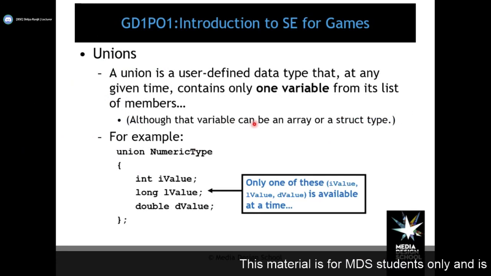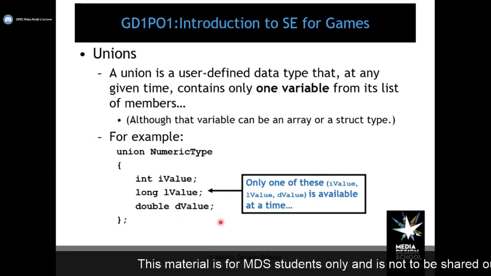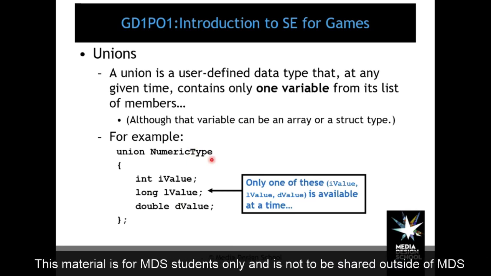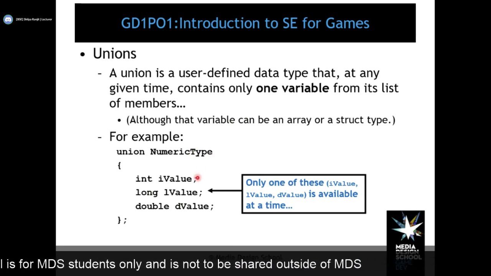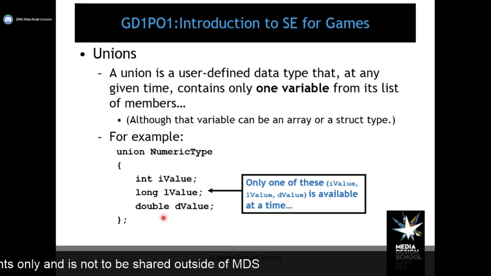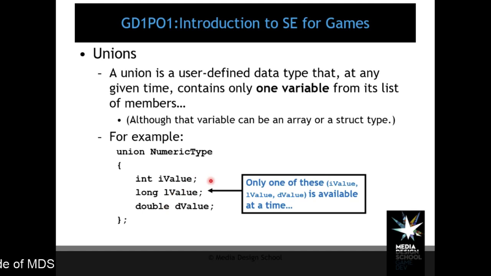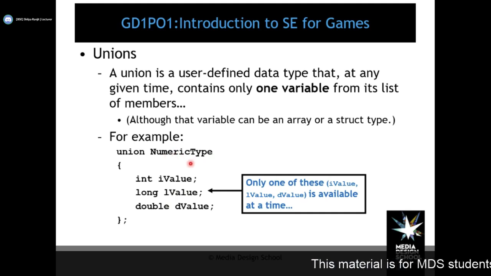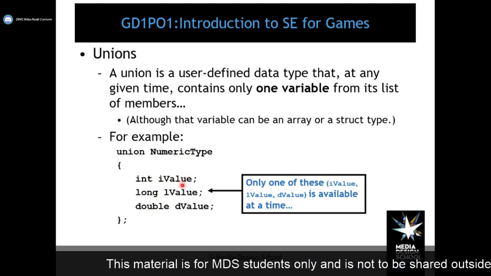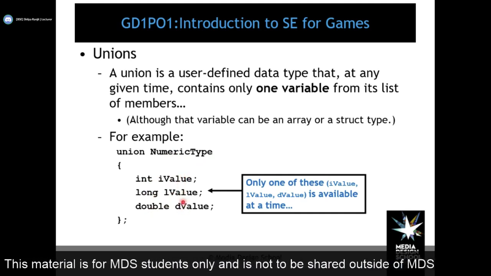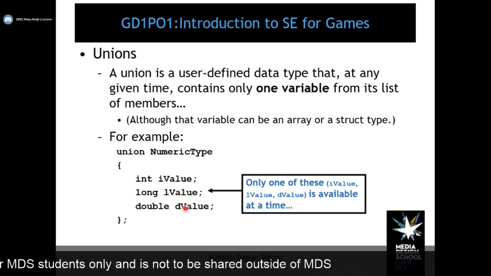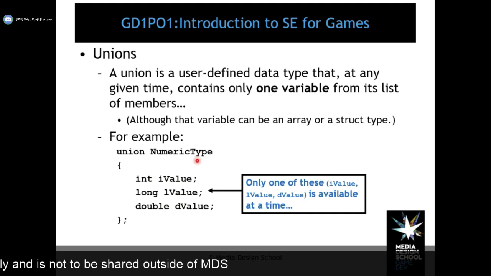So moving forward, what is a union? A union is basically, again, a user-defined type. But here in a union, though it might have multiple data in them, at a time, it's just one data that is active. All right. So here, if you see this example, union numeric type, I've got an integer data, a long data, and a double data. At a time, it's just one of these that is going to be available. And which one is available depends on the value of the variable that you create out of it.